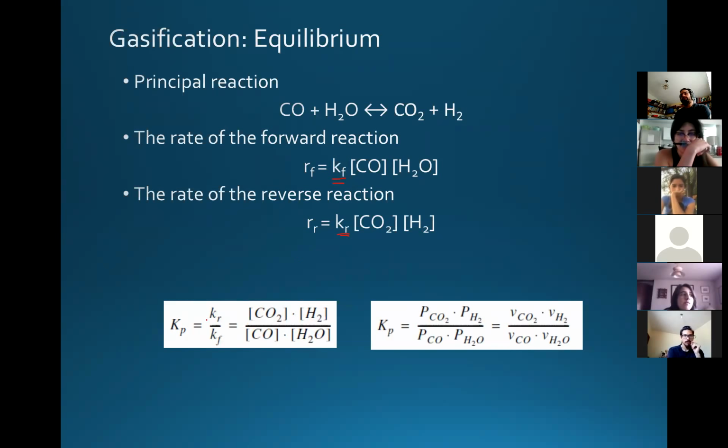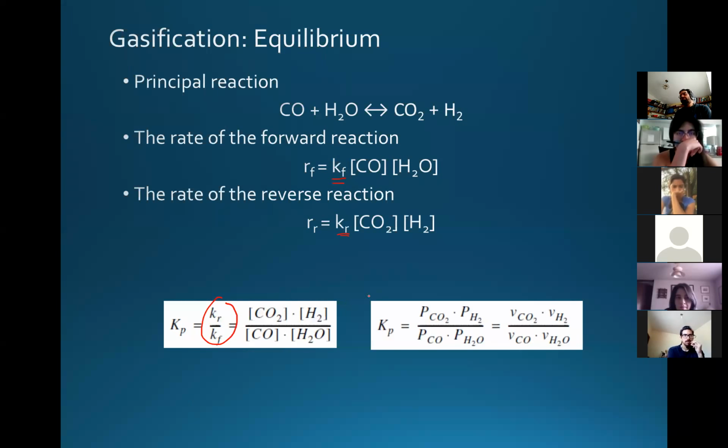Or you can see it as a fraction of the different constants of the reaction, of the rate of the reaction. Okay, because in an equilibrium you have two reactions that have the same speed, right? The same speed, but not the same constant. Okay, so that's why we can have the constant of equilibrium like this one.